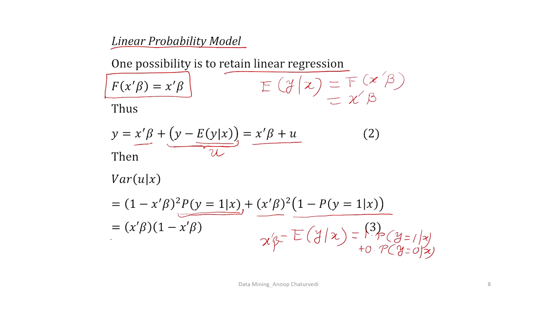So, you get 1 minus x transpose beta whole square into x transpose beta plus x transpose beta whole square into 1 minus x transpose beta, and then we solve it. You just take x transpose beta into 1 minus x transpose beta common, and then inside you get 1 minus x transpose beta plus x transpose beta, which is 1. So, ultimately you get this expression.